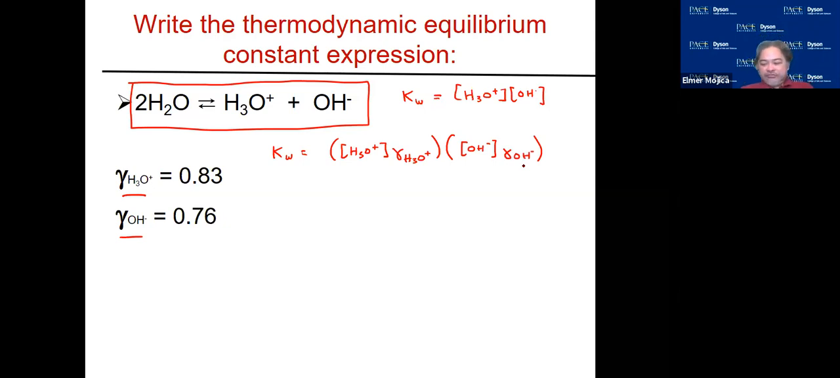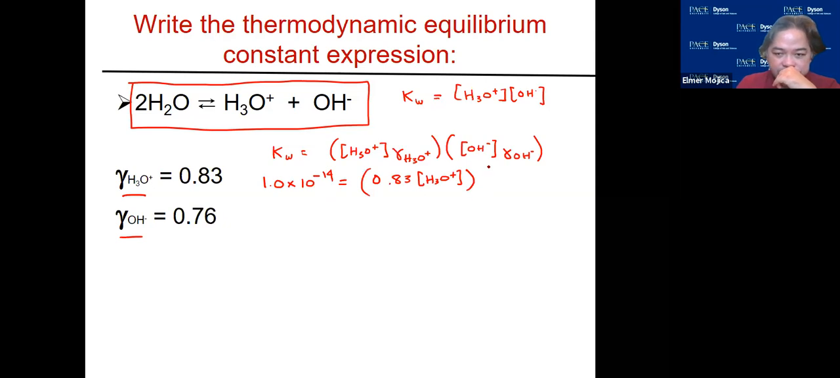Now the question is, what if we want to get the KW based on the given activity coefficients? How are we going to do that? We know the KW value as what? 1.0 times 10 to the negative 14, right? And all we need to do is replace whatever we have there. So we have here 0.83 for H3O plus times 0.76 for OH minus.